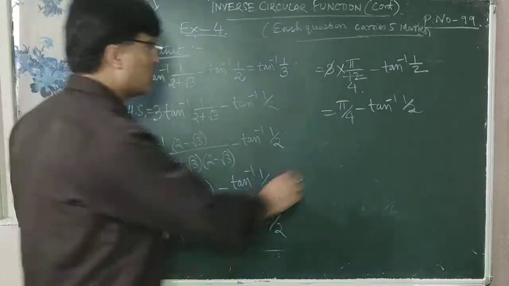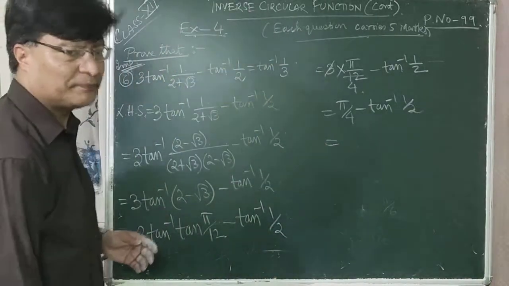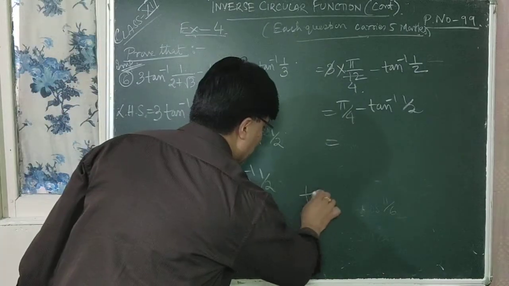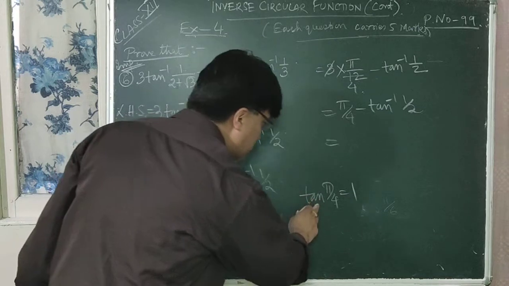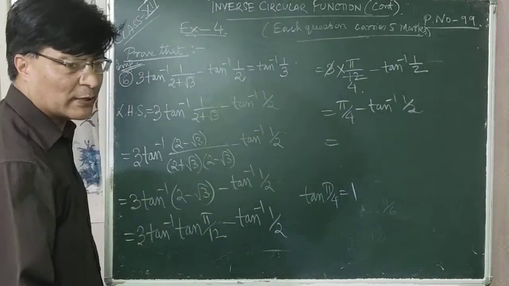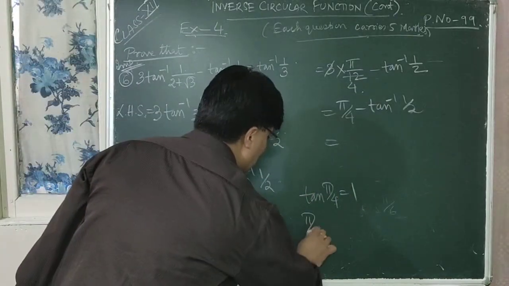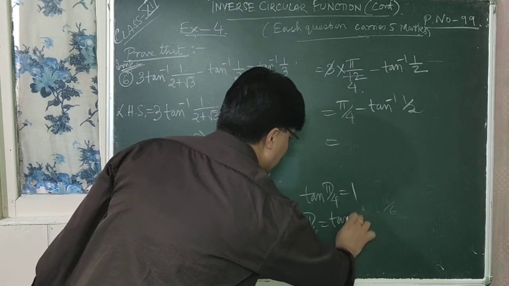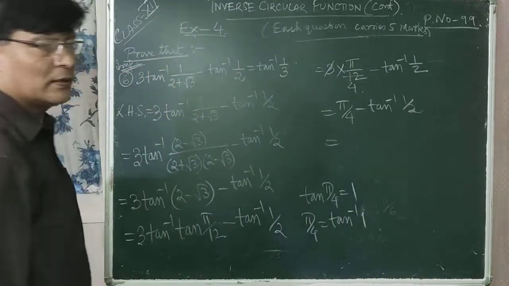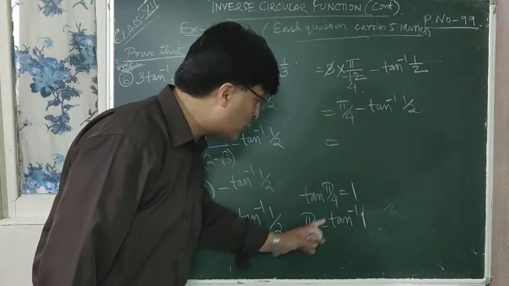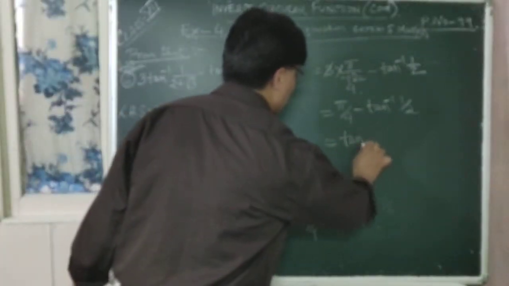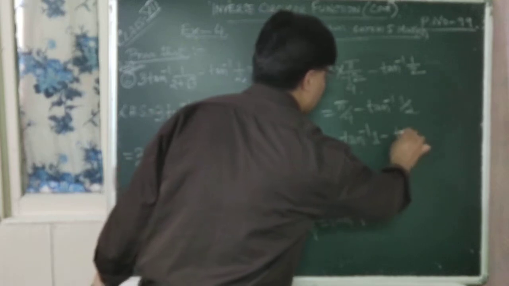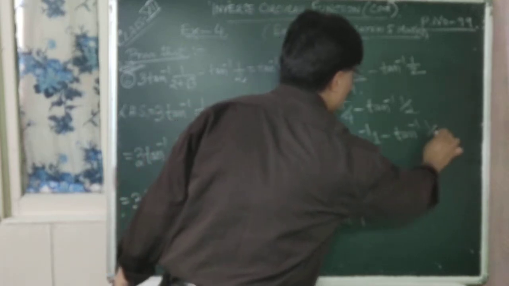Okay. So instead of pi by 4, what can you write? You have tan pi by 4 is equal to 1, isn't it? When this tan goes to the right hand side, it becomes tan inverse. So pi by 4 is equal to tan inverse 1. So instead of pi by 4, you may write tan inverse 1. So it is tan inverse 1 minus tan inverse half.